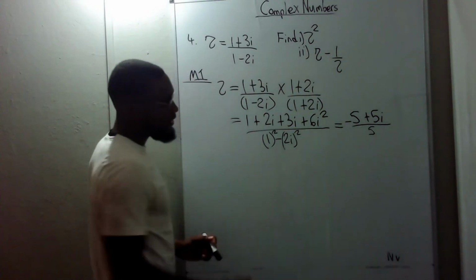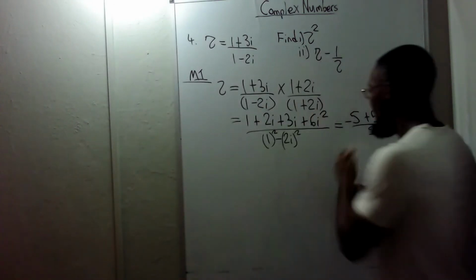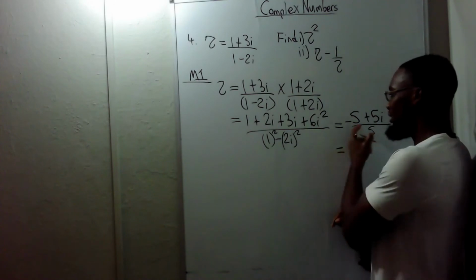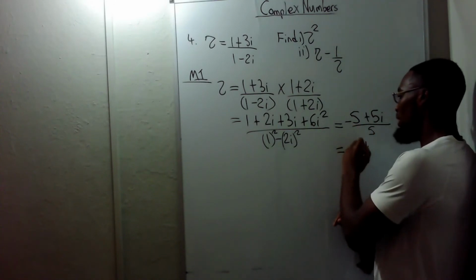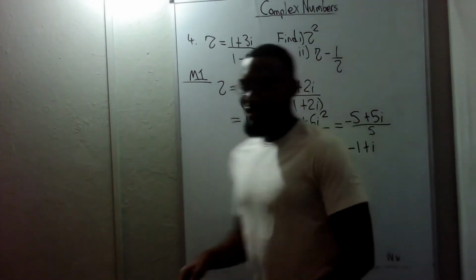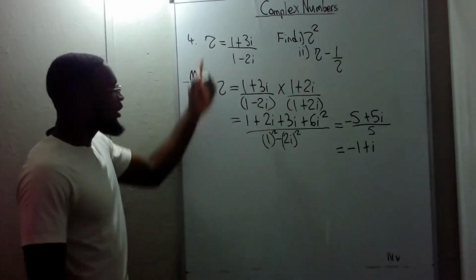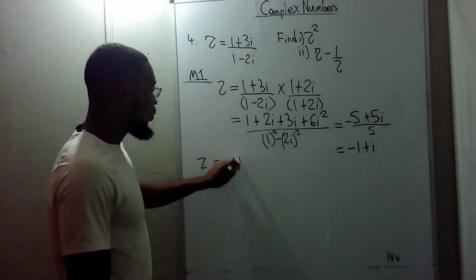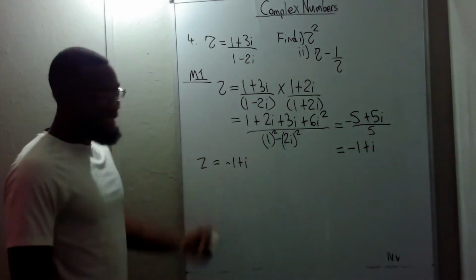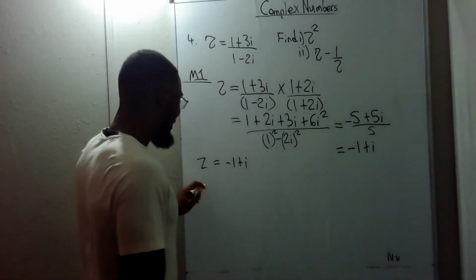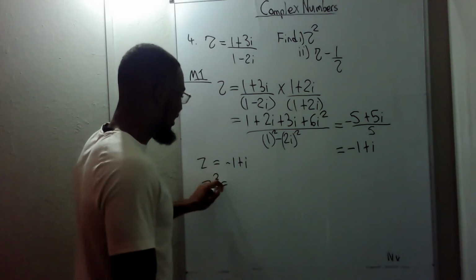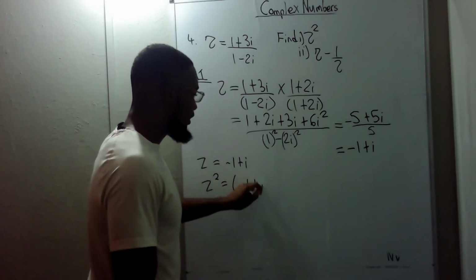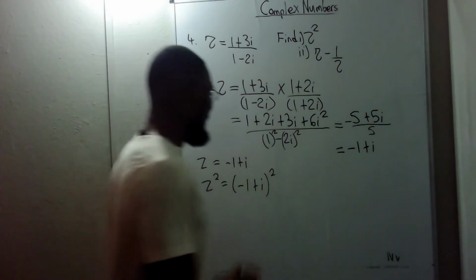What do we do next? We can divide numerator and the denominator by 5 to get, this is now minus 1 plus i. Alright? So that's all that z is working out to be. So z worked out to be minus 1 plus i. Look how easy that is now. So now we can say z squared is just minus 1 plus i all squared.